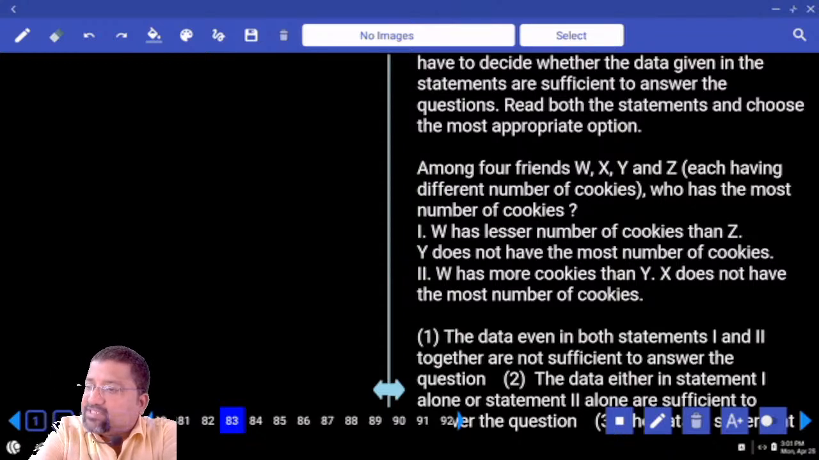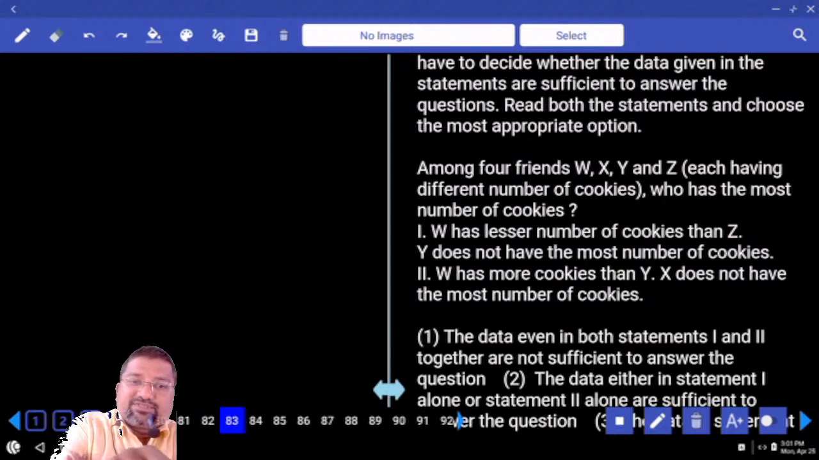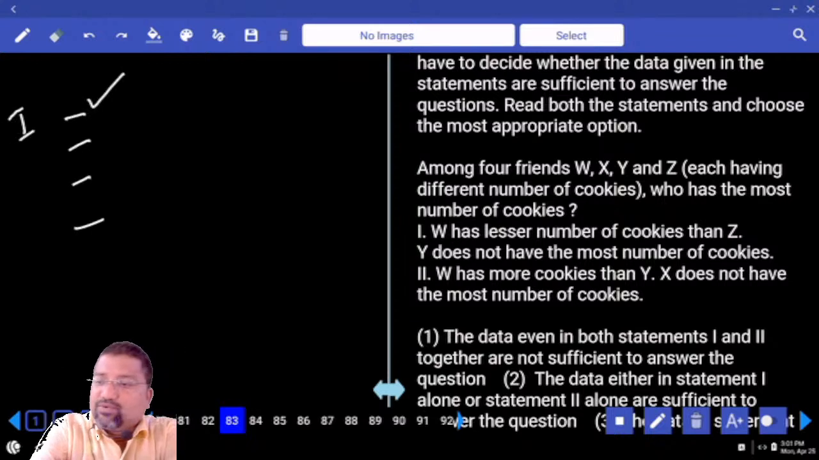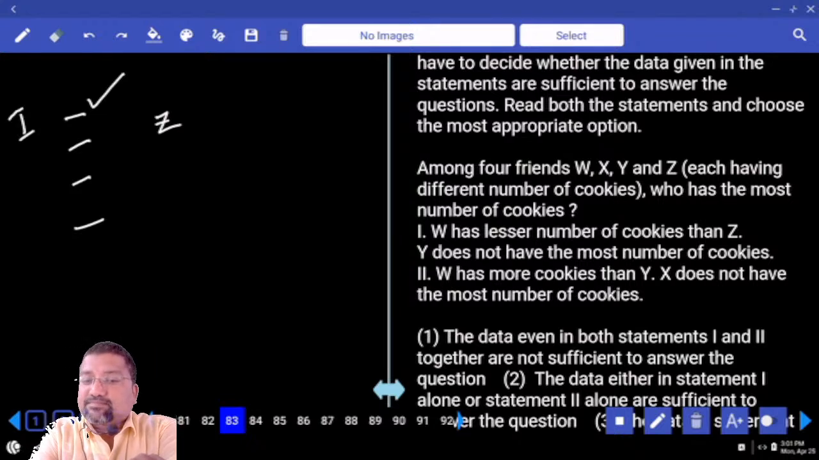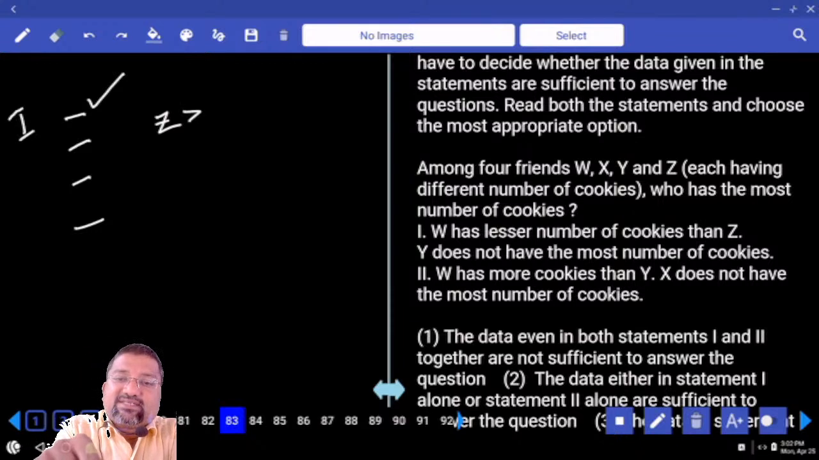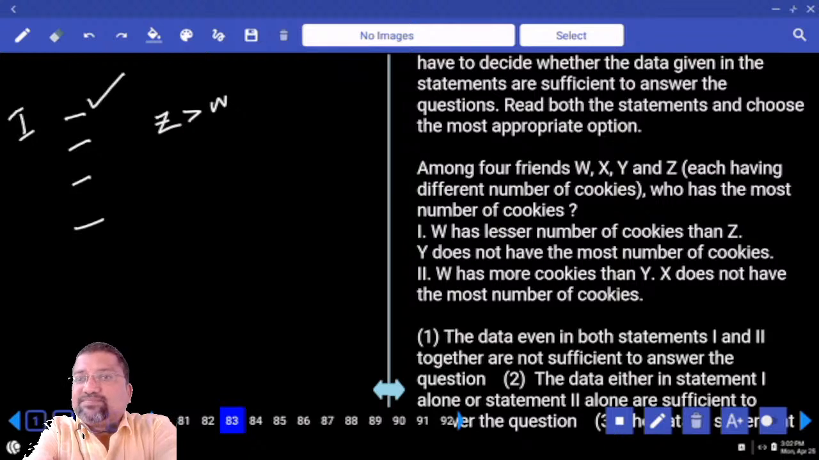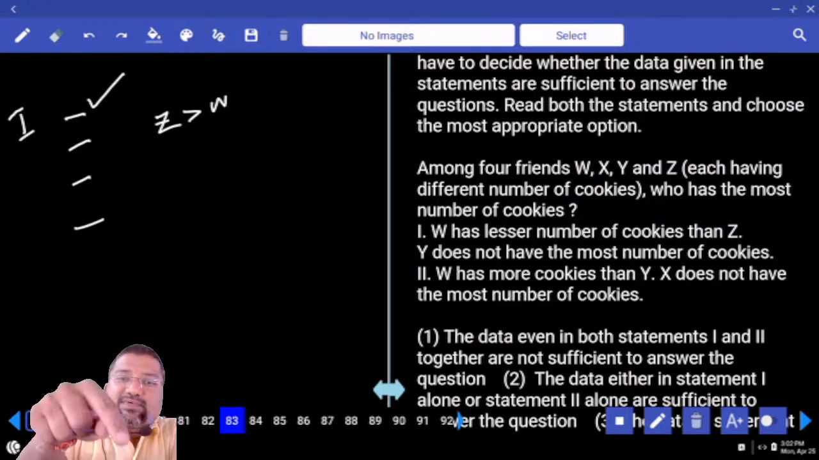Among 4 friends W, X, Y, Z having different numbers of cookies, who has the most number of cookies? 1, 2, 3, 4. The question is about having the most number of cookies. W has a lesser number of cookies than Z. So W has fewer cookies than Z, and Z is greater than W. Yes or no? W is less than Z.